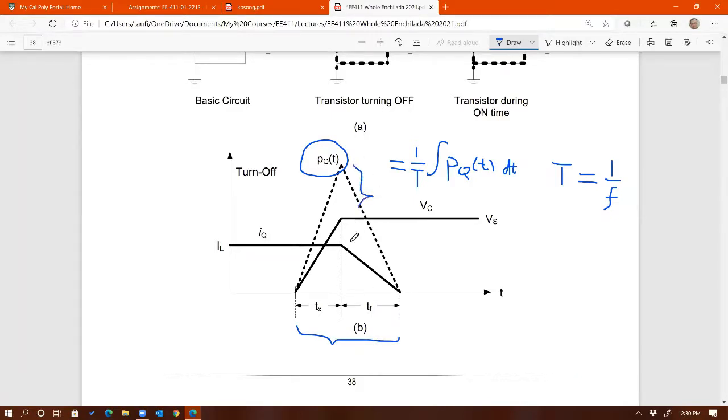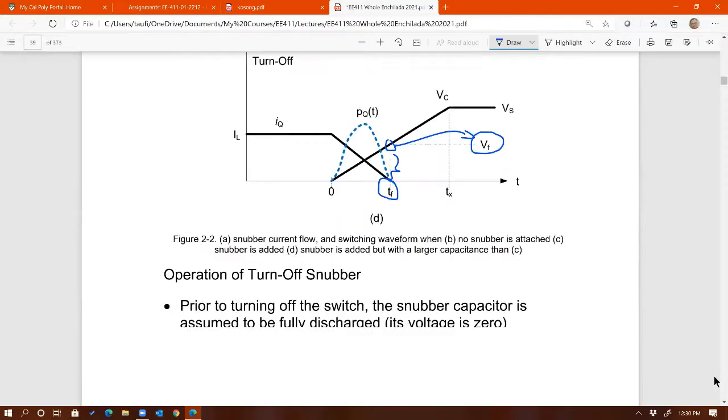What is the height of that triangle? Anybody? PQ max. Yeah, what is the equation for the peak of that waveform? Vmax times Imax. That's correct. Vmax right here times Imax, so in this case, Vs times IL. So that's what I'm going to do for before snubber.